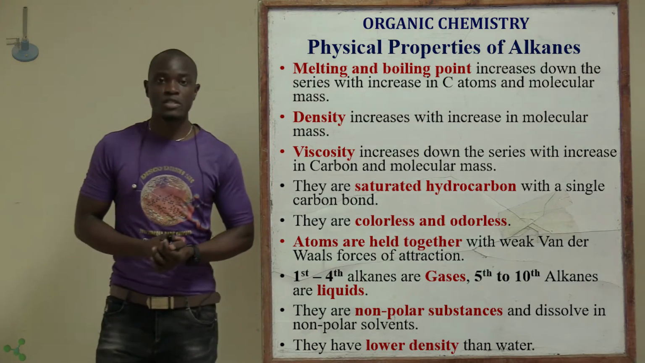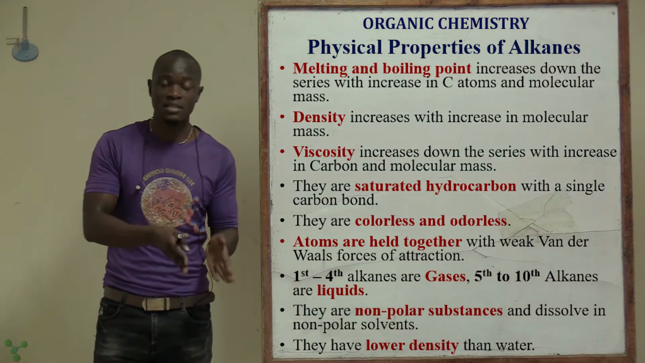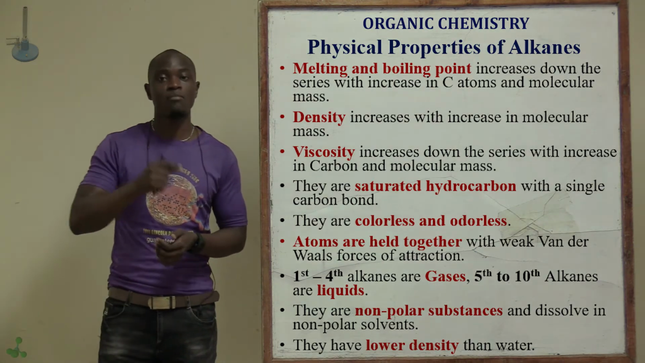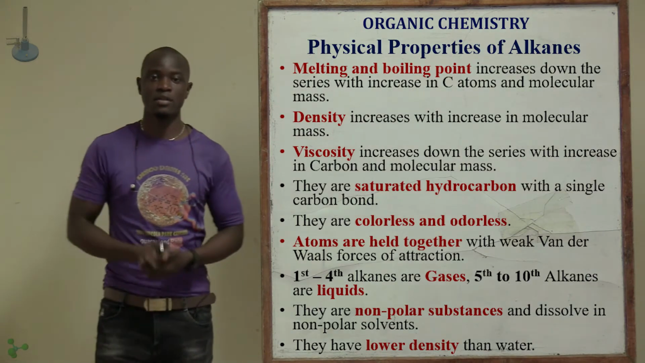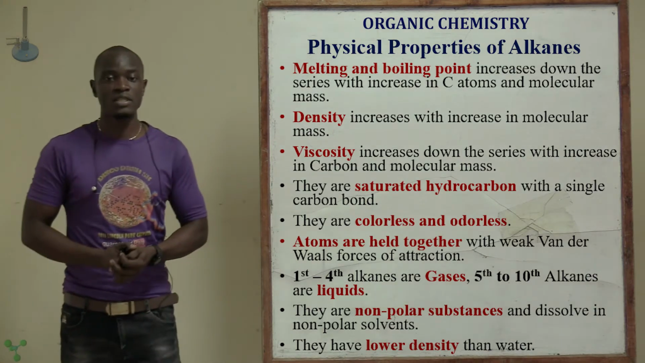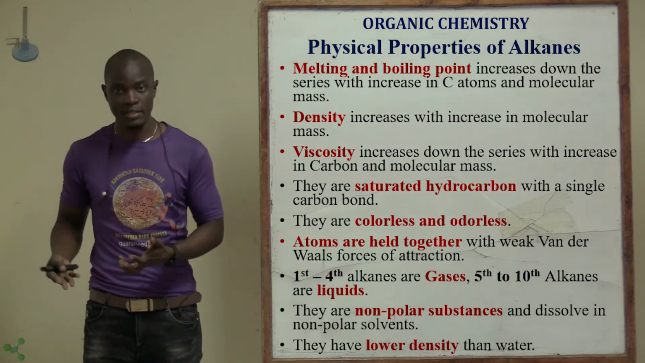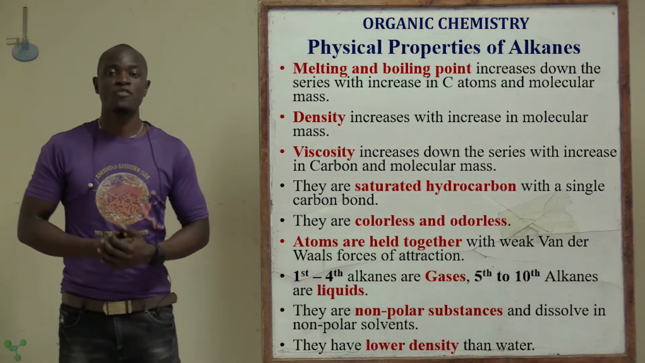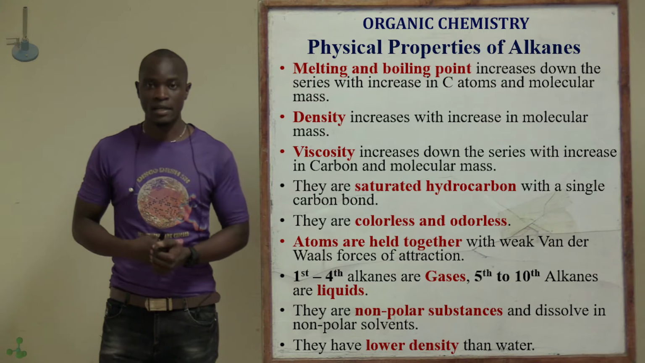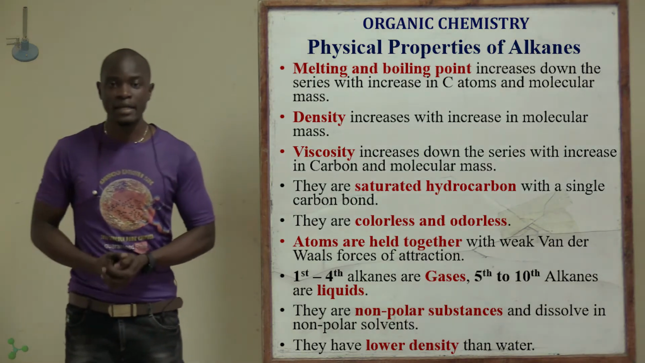If you look at the density, you see that the density also increases with the increase in the number of carbon atoms. So the density increases with increase in molecular mass of the hydrocarbon. It increases down the group. Also the viscosity, we see that viscosity increases as the number of carbon atoms increases. Or we can say that viscosity increases down the group from methane to decane, whereby the first 4 members are gases, then the last members are liquids.